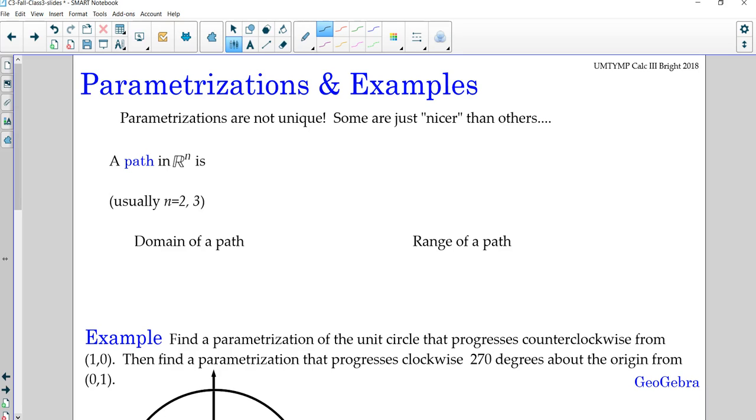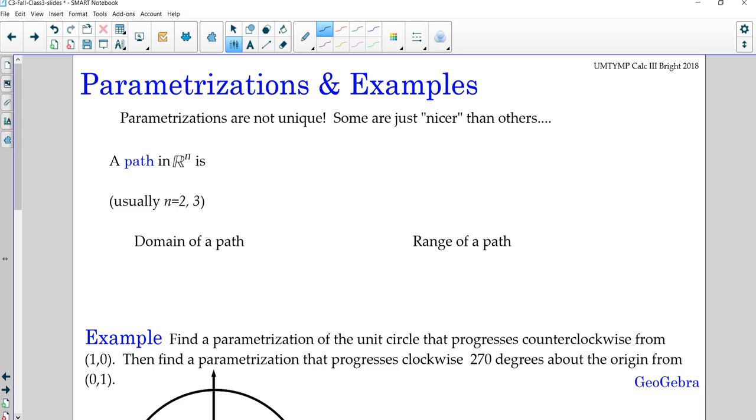And this is the second video for week 3. In the first video we saw an overview of parametrizations and got some practice with at least one example with just a line. This video is going to focus on more parametrizations and talk about one important definition that we need. Just a reminder that parametrizations are not necessarily unique.